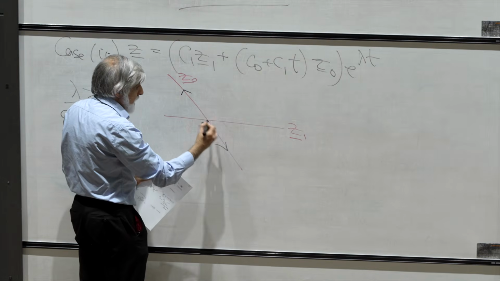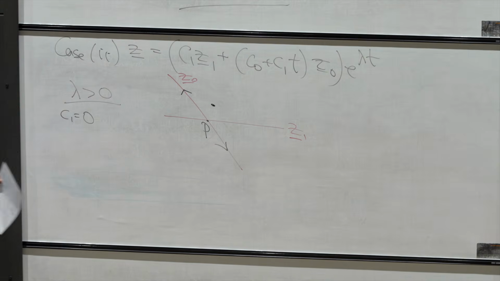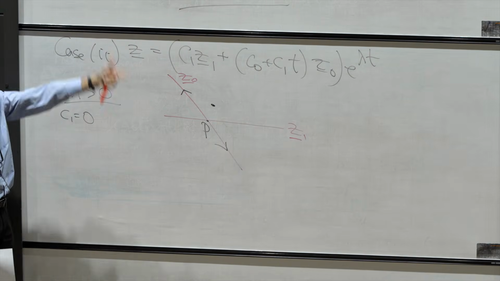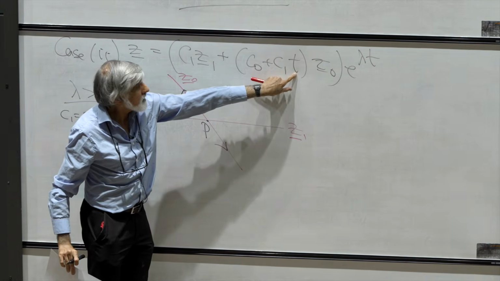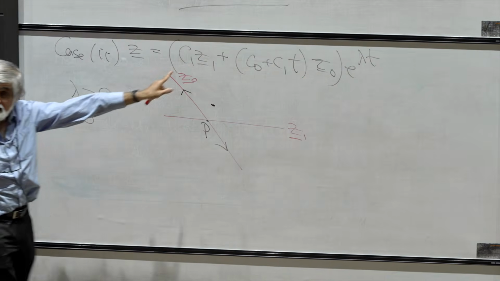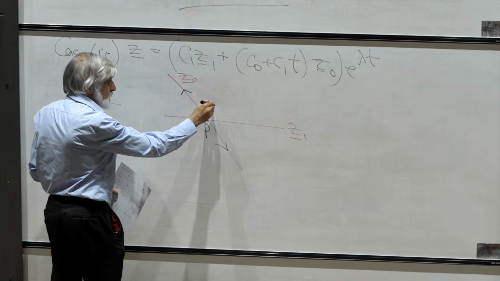So suppose I start off here, then I've got a bit of Z1 and a bit of Z2. As t goes to infinity, they're both growing, but this is going to mean Z0 is going to win out, so this is going to veer towards Z0. So it's going to go off like that.